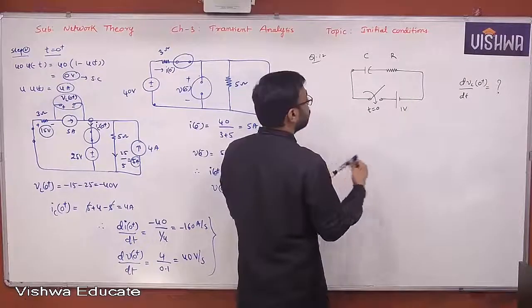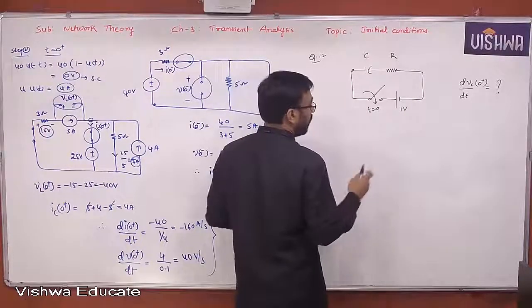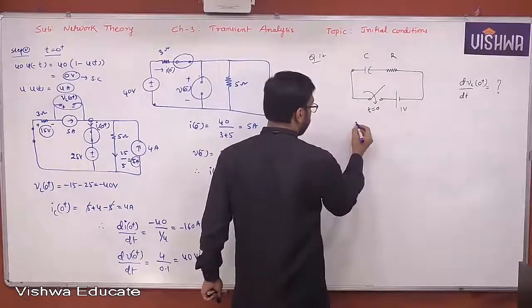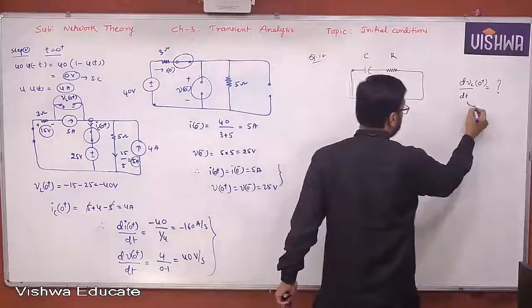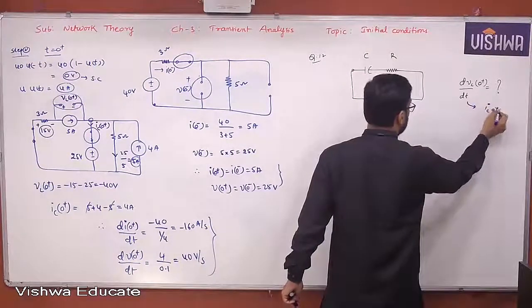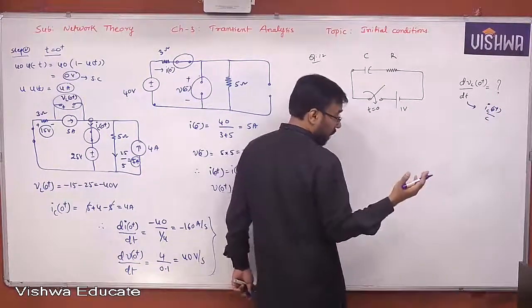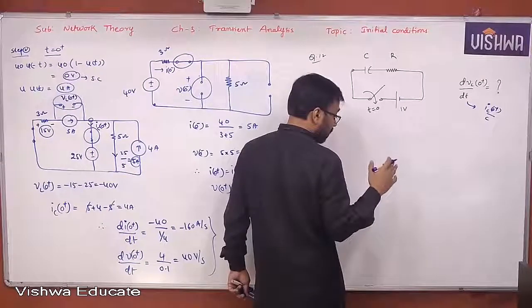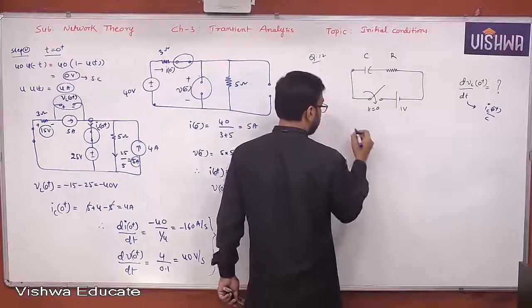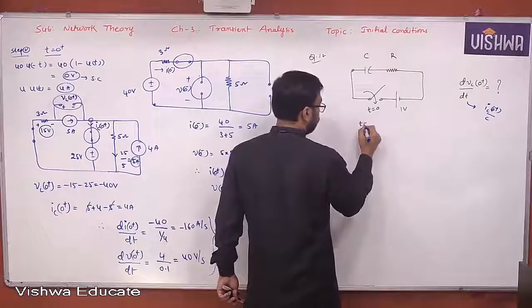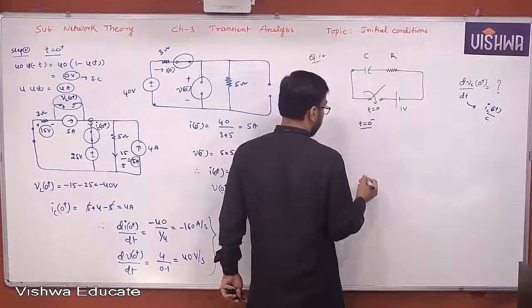Simple one. dVc of 0 plus by dt. The first derivative term is asked, and I told you the formula already: IC of 0 plus by C. But how do you find IC of 0 plus, the current through the capacitor? Other than the current through the inductor at t equal to 0 plus, you go for step 2 only. In step 1, first you construct the t equal to 0 minus equivalent.